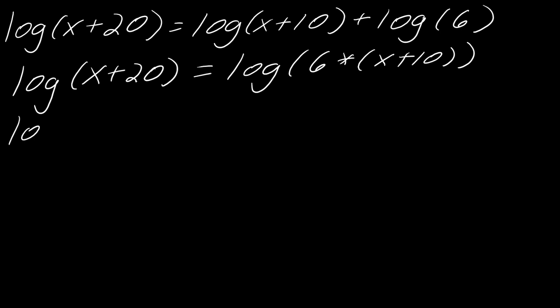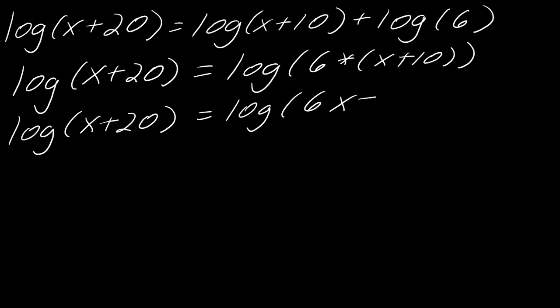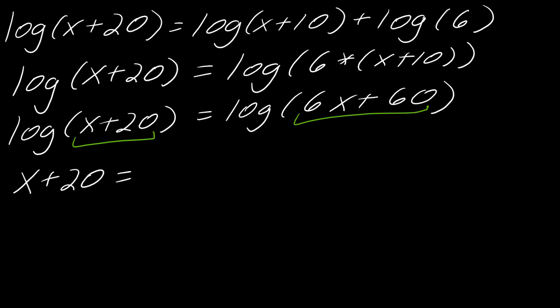And then I can simplify this as 6x plus 60. Okay, so this is why I say this is easier. When you have a log on both sides, you can just take out the insides and set them equal to one another. So that is at least nice and straightforward, and then you just do what you do to solve it.